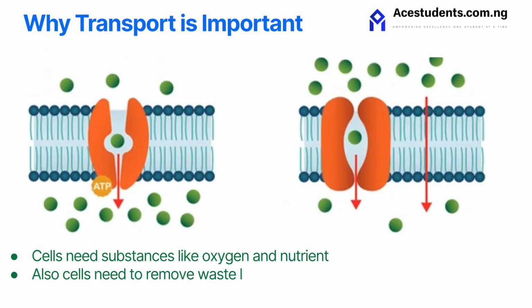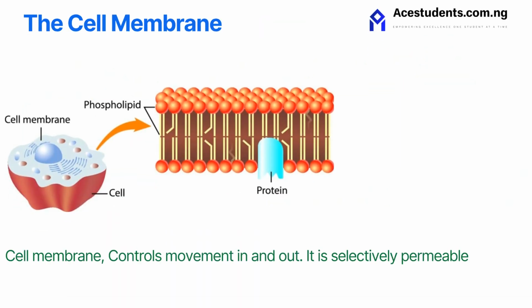Cell transport is essential. Cells need to take in substances like oxygen and nutrients, and they must also remove waste products like excess water and carbon dioxide. One of the most important parts of the cell essential for movement of materials is the cell membrane. The cell membrane acts as a barrier, controlling what enters and leaves the cell. This important feature is called being selectively permeable.